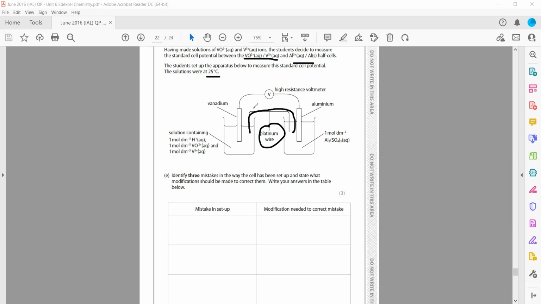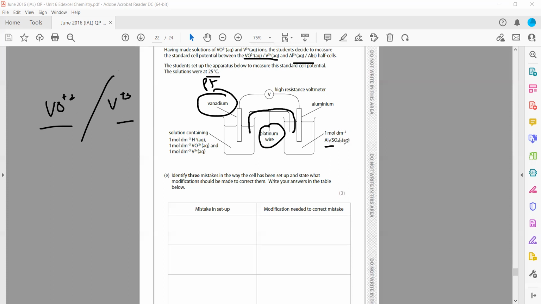The second mistake the student made: for vanadium there is only a change in oxidation number. It's not producing vanadium metal. So if vanadium metal is not produced, the student should not take this electrode as vanadium. It should be an inert electrode such as platinum. And the third mistake.